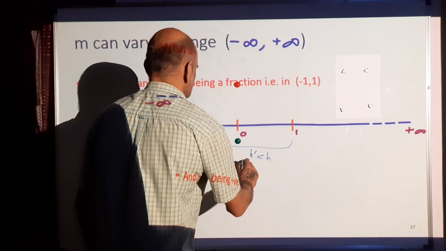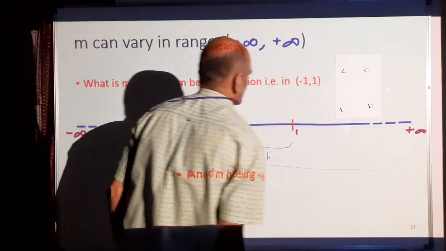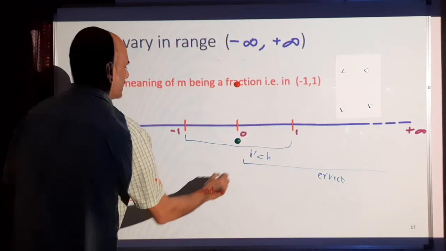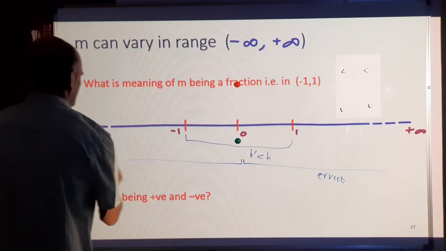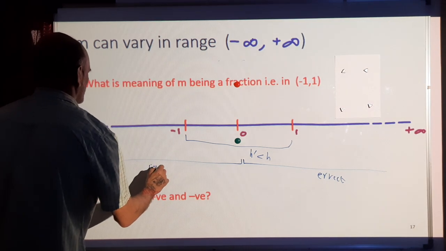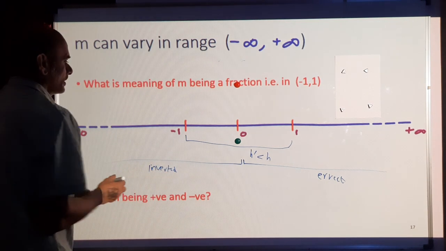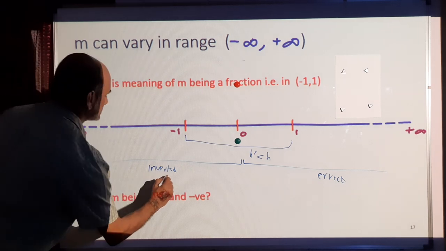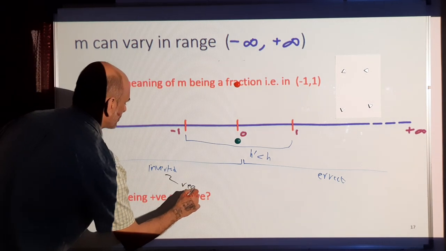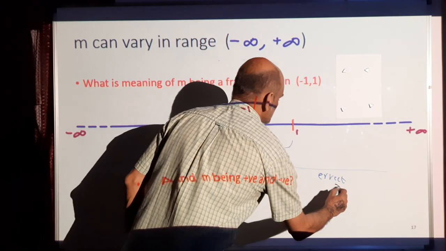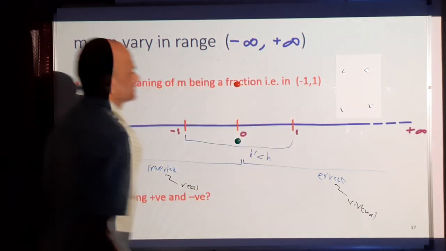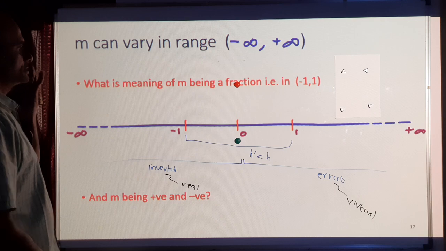Magnification being positive means it's an erect image. And negative means inverted. And whenever the image is inverted, it's a real image. Erect image is a virtual image. Whenever the image is virtual, it is erect. So these are different combinations.